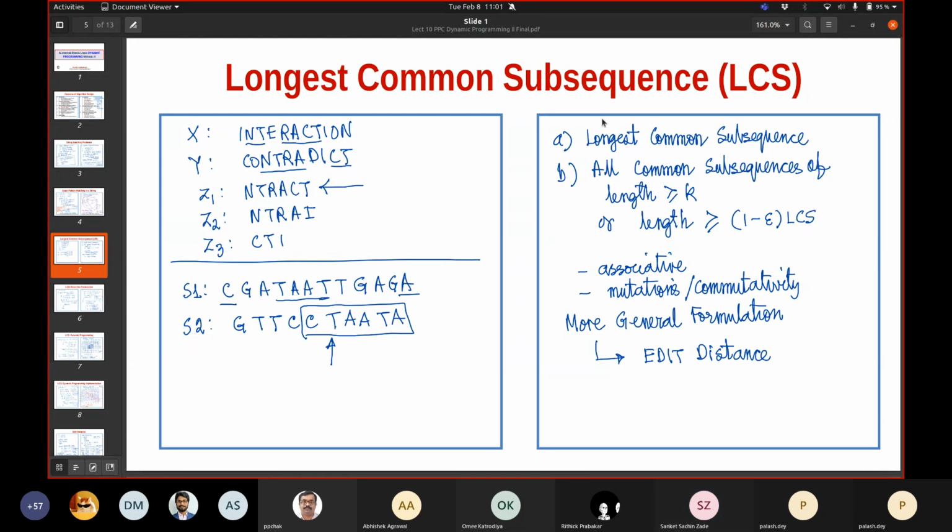NTRACT, NTRAI, and CTI. Are you all able to see that? Are you all in a position to see that? Can you confirm, please? Yes, sir.